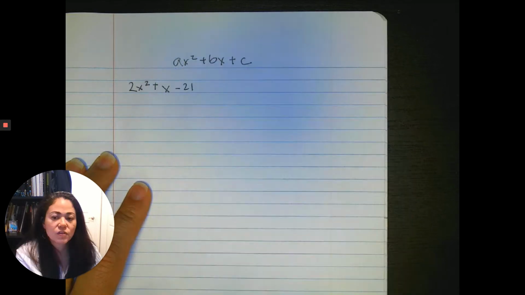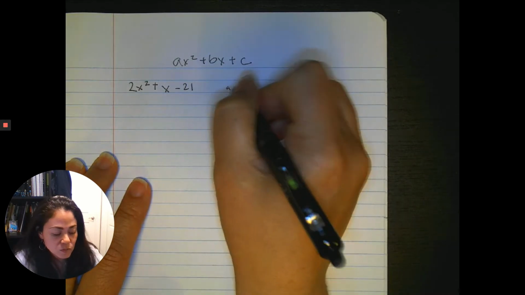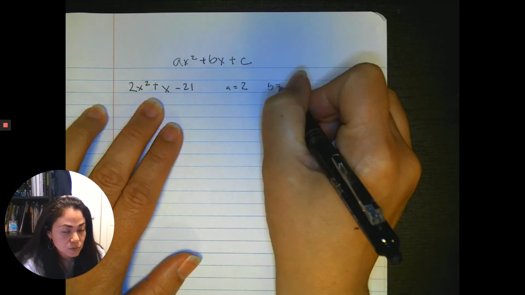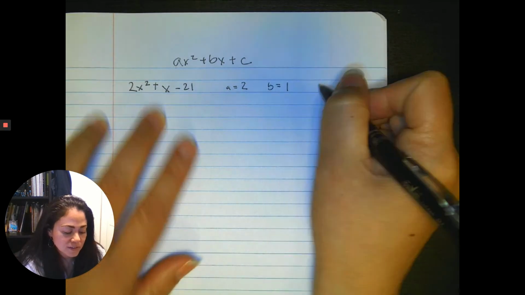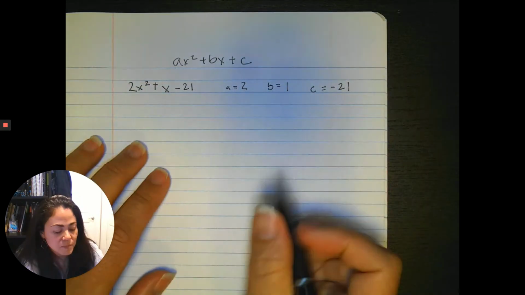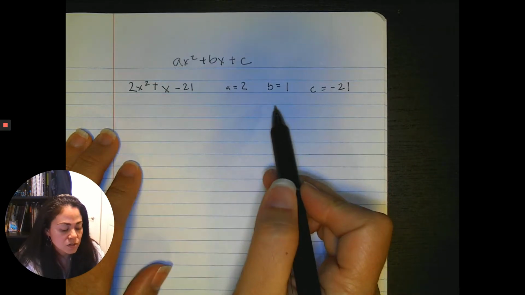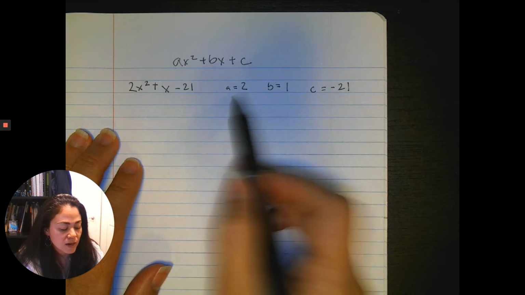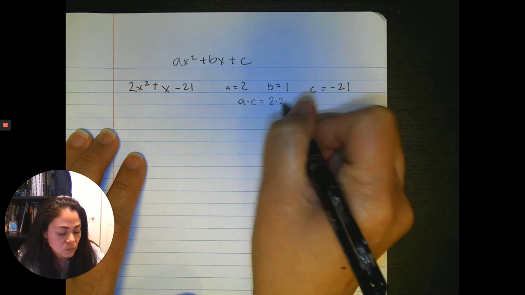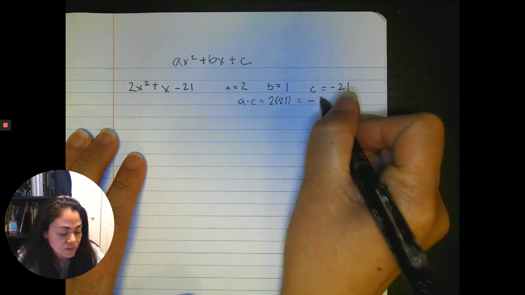The first thing we're going to do is identify all of our coefficients and constant. A equals 2, B equals, invisible, 1, and C equals negative 21. Now I'm going to think about what numbers multiply to get A times C. So let's figure out what A times C is first. A times C equals 2 times negative 21, which equals negative 42.